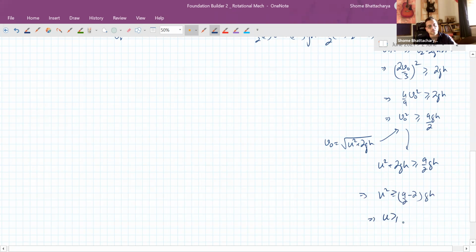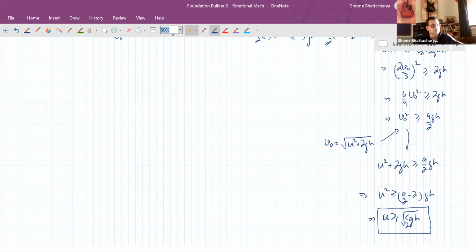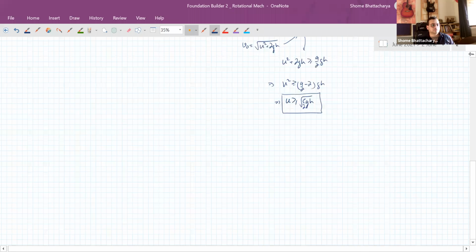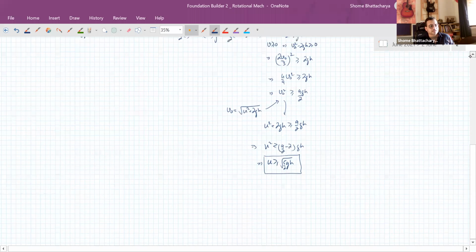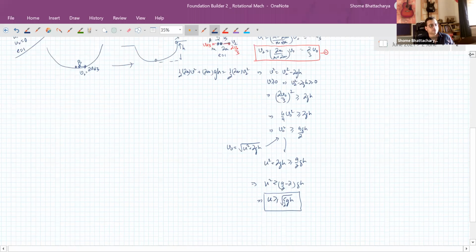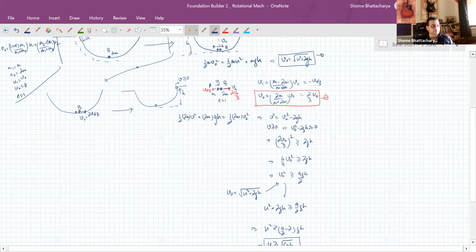So U should be greater than equal to root 5 by 2GH. So the minimum speed with which you have to project the particle A or the block A will have to be root 5 by 2GH. So it is like 2 times you're applying work energy theorem. Once when A is sliding down this surface, next when B is sliding up this surface.